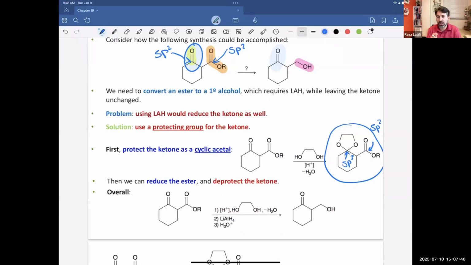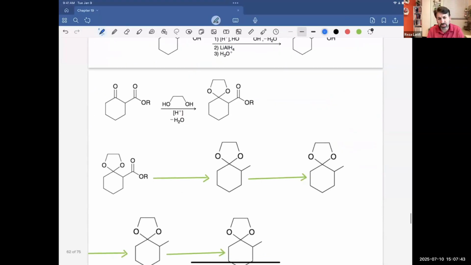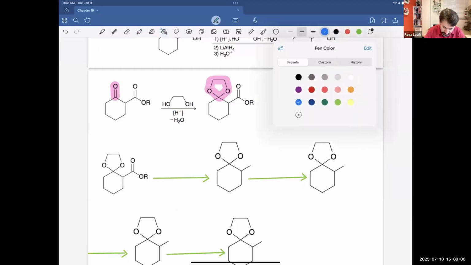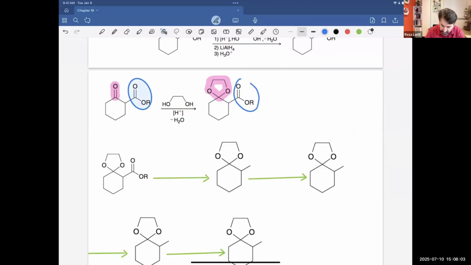Well, it used to be sp2. Let's go after this one. So the first step of the reaction is going to be protecting the carbonyl group. The carbonyl group is now turned into this, technically an ether molecule, and the functional group is still there. That part is there, and now it is accessible for nucleophilic addition.